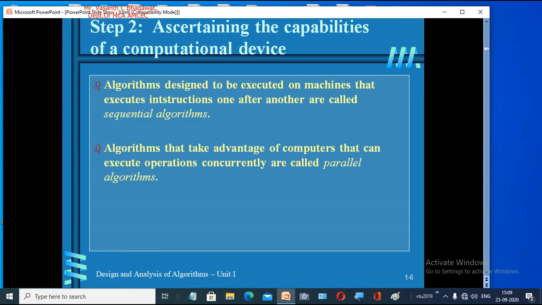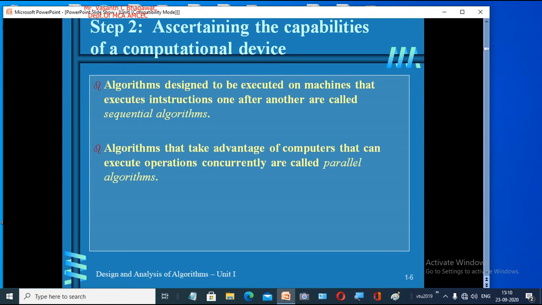Asserting the capabilities of the computational device means for what type of device we are writing the algorithm, or by which device the problem is going to be solved. And as you know, the devices we are using right now, maybe a desktop or a laptop, we call them von Neumann architecture. That means the architecture on which these devices are built. That is, you have input, you have output, you have a system unit. In that you have primary memory, secondary memory, ROM, RAM. This block diagram you might have studied in your elementary class. So this architecture we call von Neumann architecture.